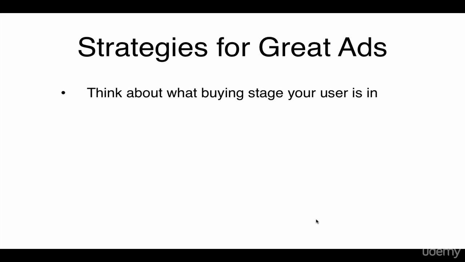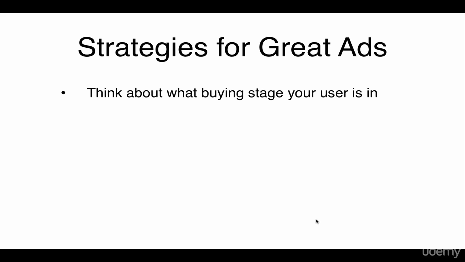First of all, you need to think about what buying stage your user is in. And part of that has to do with the keywords that you're using. So for example, if you're using broader keywords, using our umbrella example, if you're targeting just the word umbrella, well, somebody might be looking to buy an umbrella, but they might also be looking for reviews about umbrellas. They might even be looking for videos about umbrellas or the history of umbrellas, a lot of different things. So someone who just types in umbrella is going to be in a very different stage in the purchasing funnel than someone who types in buy umbrella. And you want to craft your ad copy accordingly.